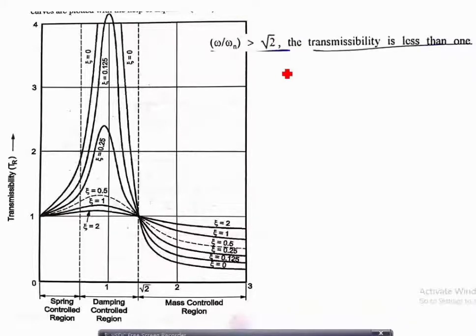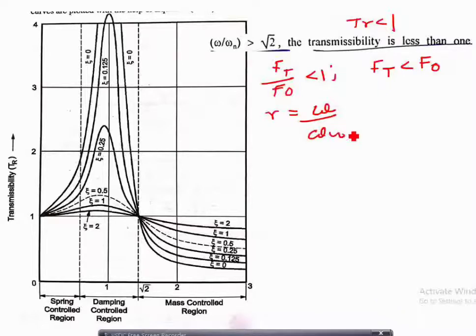We understand that when r is greater than root 2, the transmissibility is less than 1, that is, Ft upon F0 is less than 1. Means Ft is less than F0, so the amount of force transmitted is less than F0. Now you can understand from this graph that isolation is better at higher speed. The frequency ratio is equal to omega upon omega n. Omega n is the natural frequency, or you can call it a design frequency, which is constant for a particular structure. Now if omega goes on increasing, obviously your r will go on increasing.